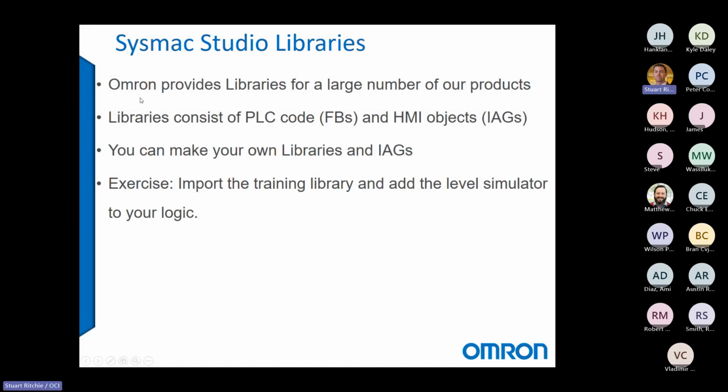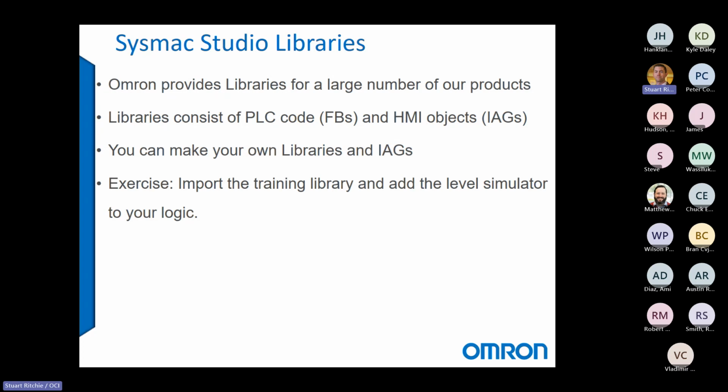Now we're going to talk about libraries in Sysmac Studio. So Omron has libraries that we develop and distribute for a lot of our different components. For example, if you had some temperature control that you needed to do, we have a temperature control library. If you play a lot in the motion world, we have a lot of different motion control libraries that we distribute. And alternatively, you can make your own library if you wanted to standardize on a set of function blocks and distribute this to your development team so that they're all working off essentially the same template.